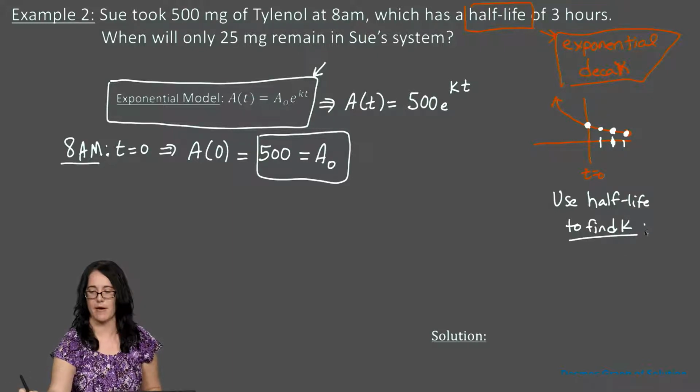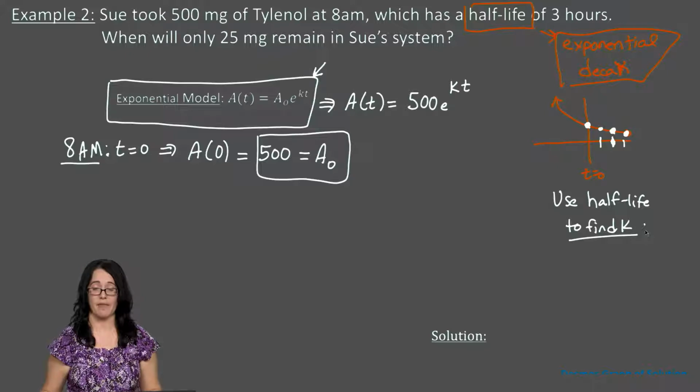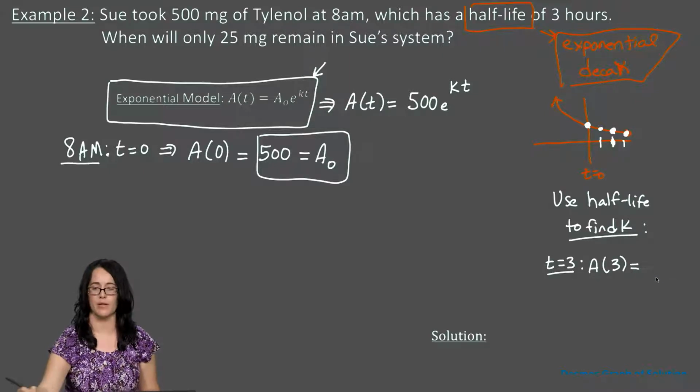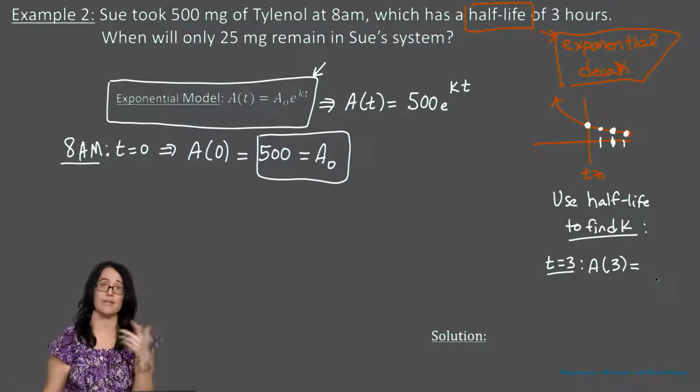So let's see how that would work. To use my half-life to find k, what do we know? Well, we know after 3 hours, so when t is 3, the amount when t is 3 is equal to how much? Well, let's think about it. It's not 25. That's the question. The question wants to know when will she only have 25 milligrams left in her system.